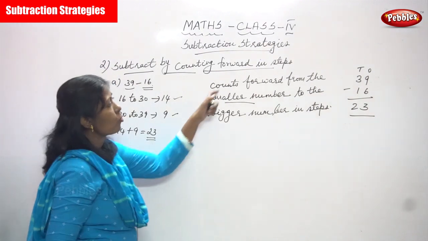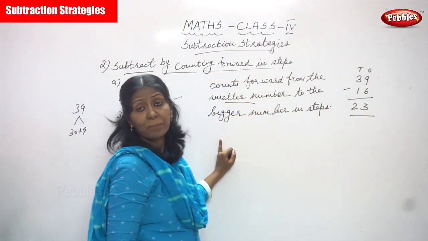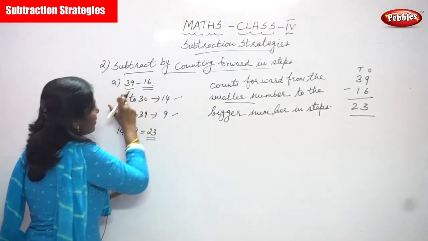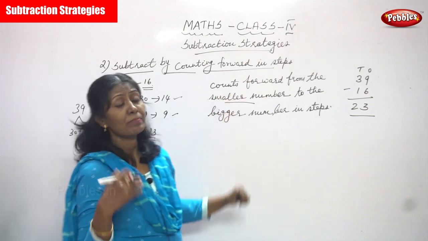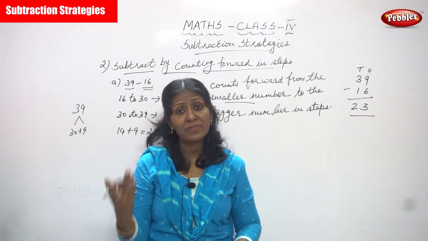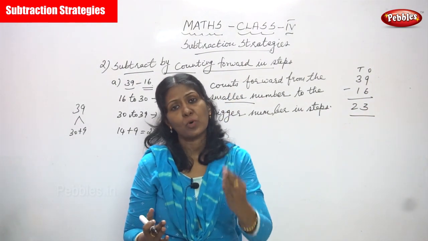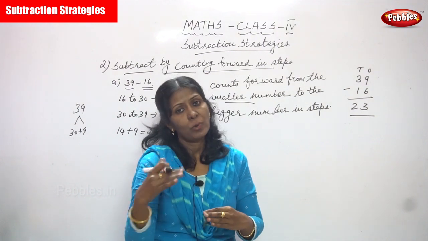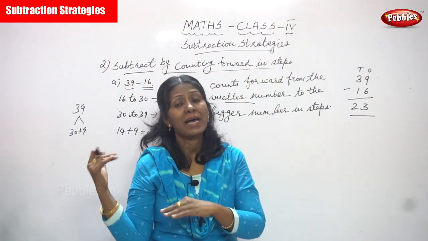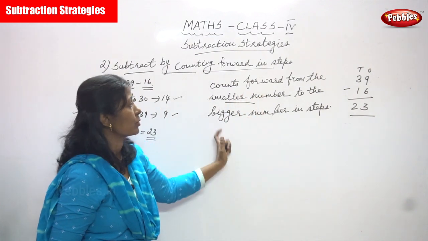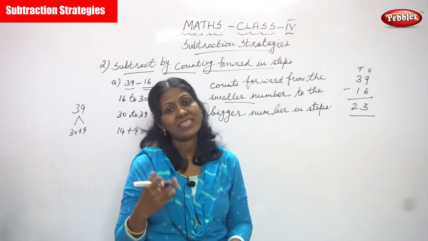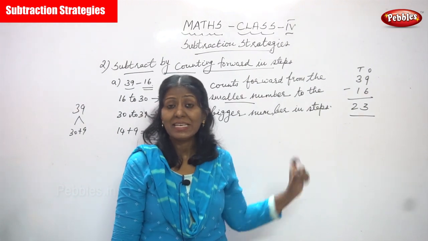This is count forward from the smaller number to the bigger number. 39 is the bigger number, so you end with the bigger number. You start with the smaller number, then forward count, then end with the bigger number. We have to do everything step by step. That is the meaning of the definition.